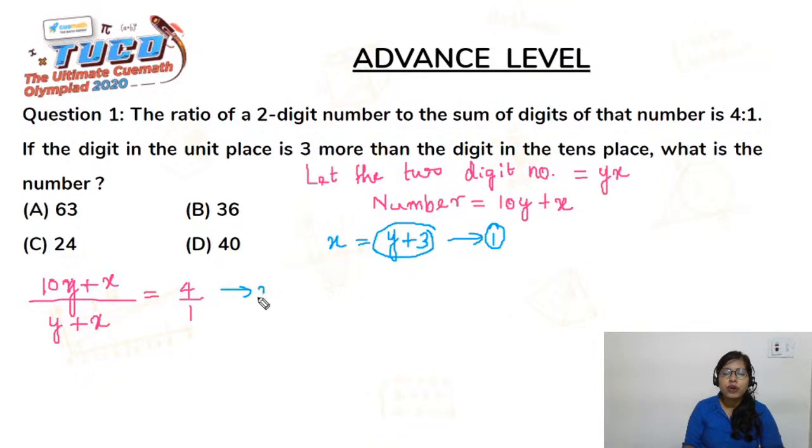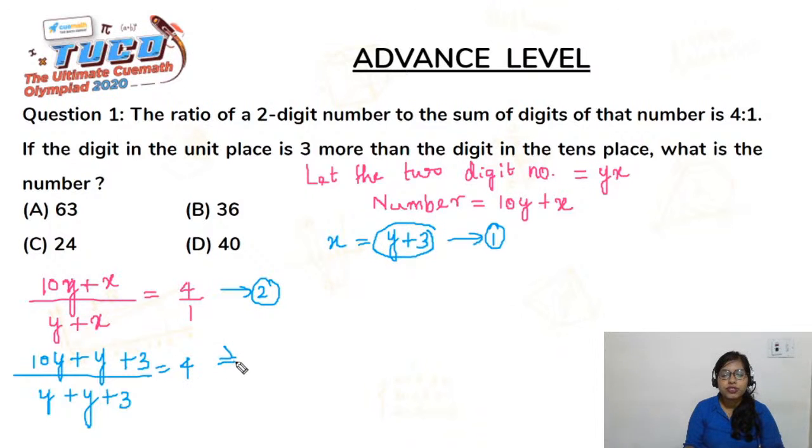So in equation 2, I'm going to write x as y plus 3 wherever I see x. So 10y plus y plus 3, divided by y plus 3, is going to give us 4. And from here, we have 10y plus y, which is 11y plus 3, divided by 2y plus 3, which is equal to 4. And then we are going to go ahead and solve this further here.